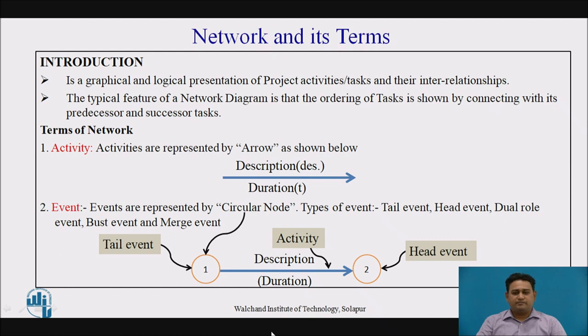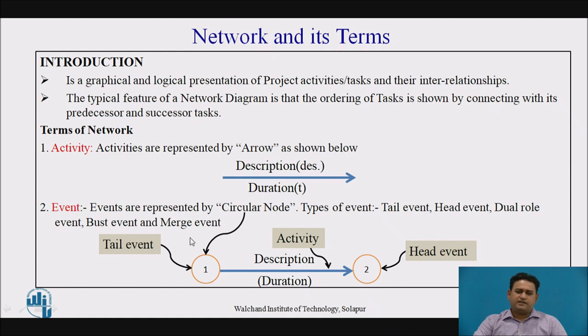The first one is the activity. An activity is a portion, or part, of the network diagram which consumes time as well as resources for its completion. Activities are represented by arrows. Here we see the arrows above which there is a description and below there is a duration. The description may be the name of the particular activity or task. The length of the arrow has no significance.